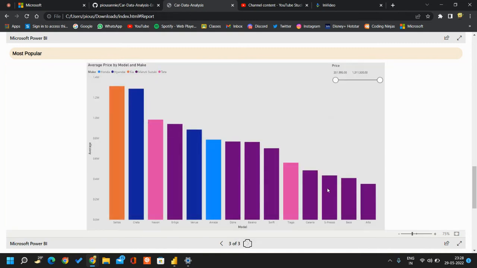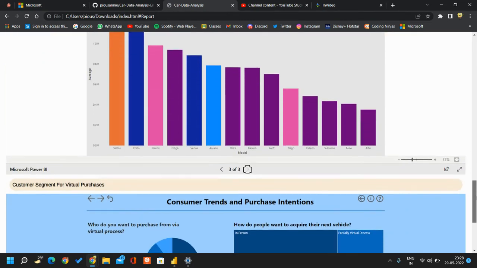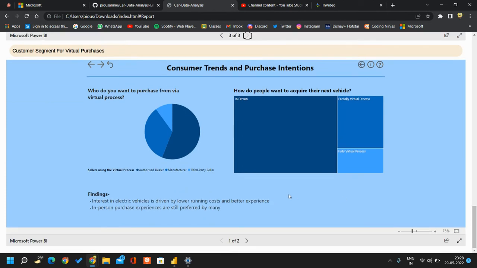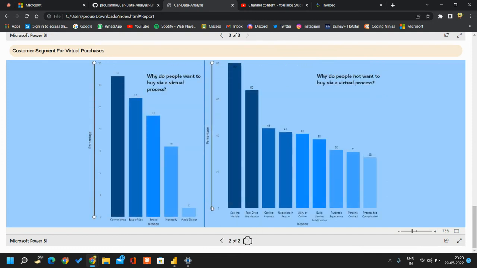Here we have their pricing as well, a histogram for the pricing. Then we have the consumer trends and purchase intentions. Here we have used the data from the internet to tell about a customer segment who are willing to buy cars, purchase them virtually.